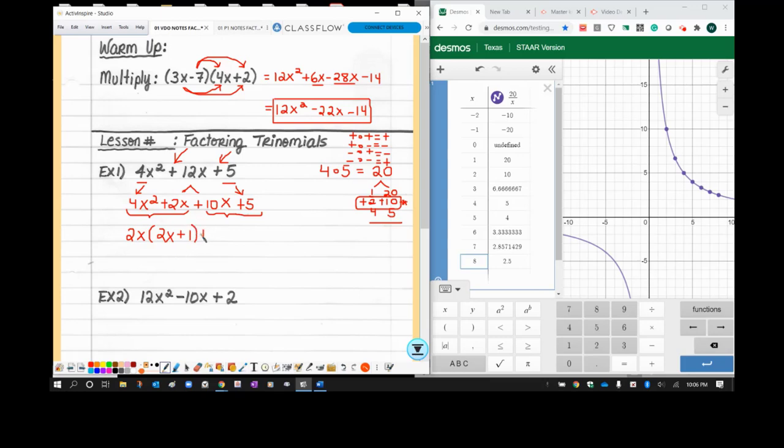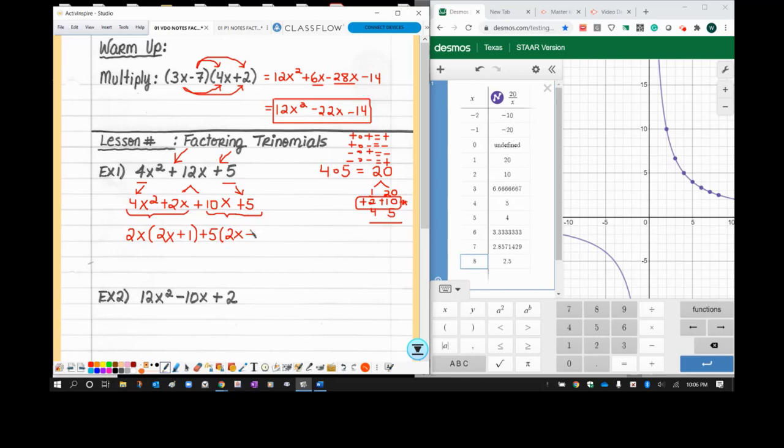Bring down the positive. Then ask yourself, what is the biggest number that goes into 10 and 5? Or which is the biggest number that divides 10 and 5? That would be 5. In this case here, I cannot take out an x because the 5 does not have an x. So that means I can only factor out a 5. So 10x divided by 5 is 2x.